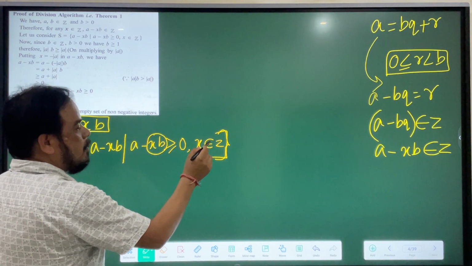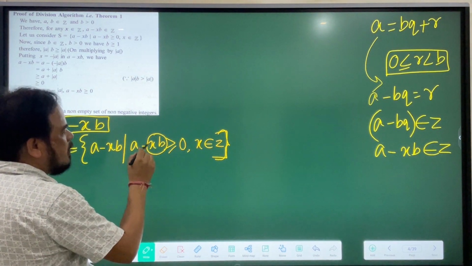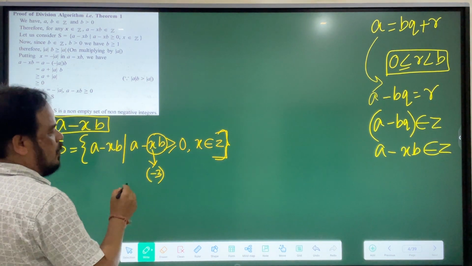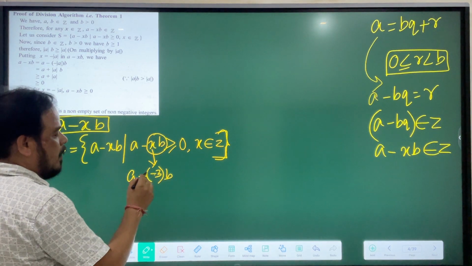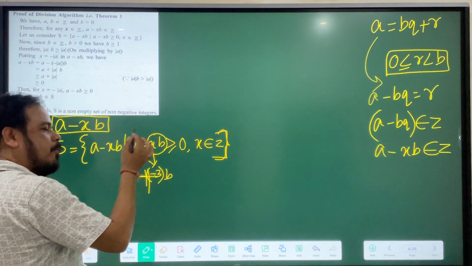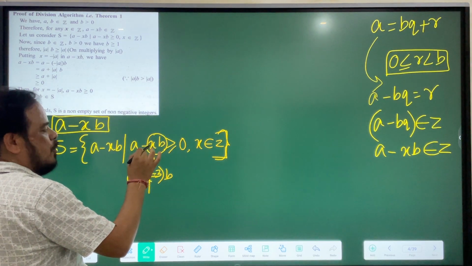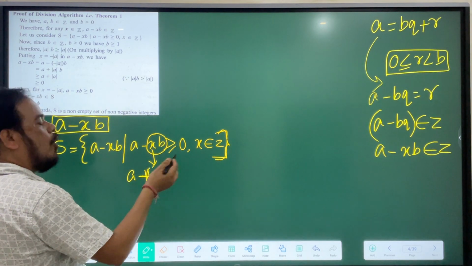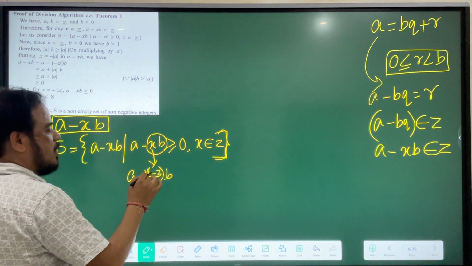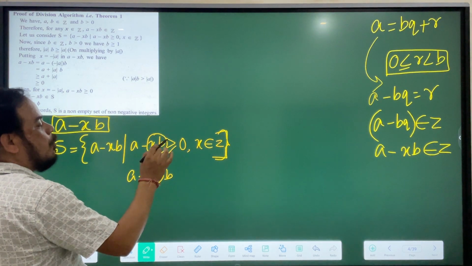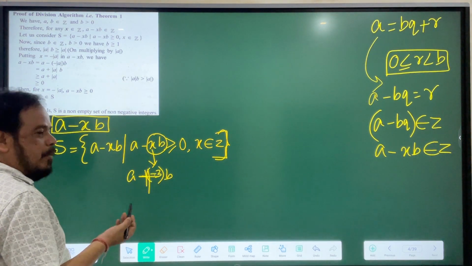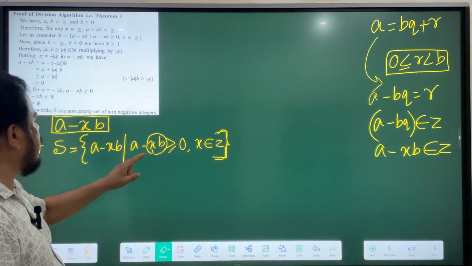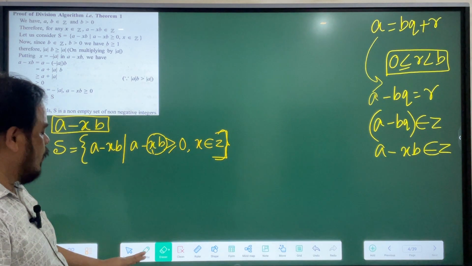Again, x is in Z, Z means integer, maybe positive, maybe negative. Suppose in place of x we put a negative number, minus 3. Then what will the calculation be? Minus minus is plus, so then also you will get a positive integer. In place of x, if you put a positive number, you will get greater than or equal to 0, maybe 0 or more than 0. If you put a negative number, then also you will get a positive number, meaning greater than 0 or maybe equal to 0. That is what we have considered: a minus xb is greater than or equal to 0.